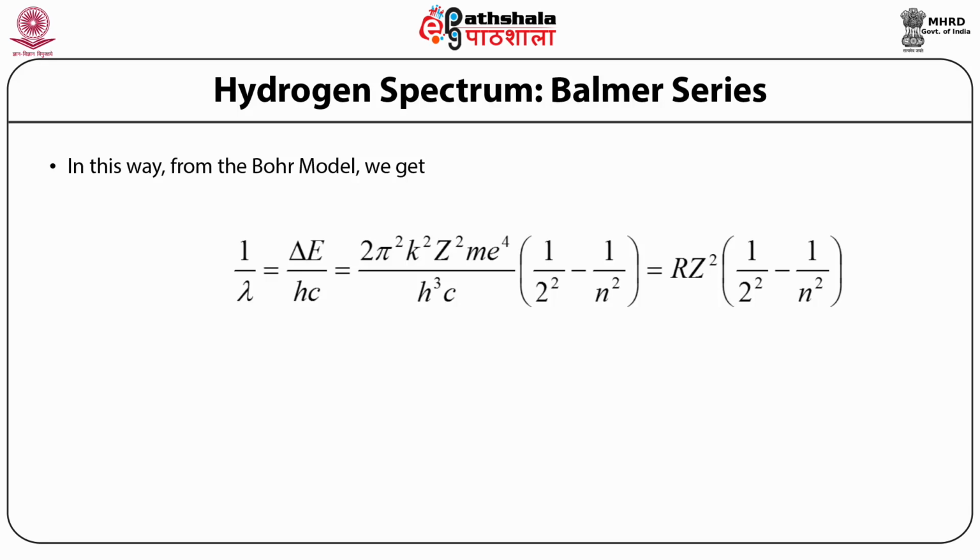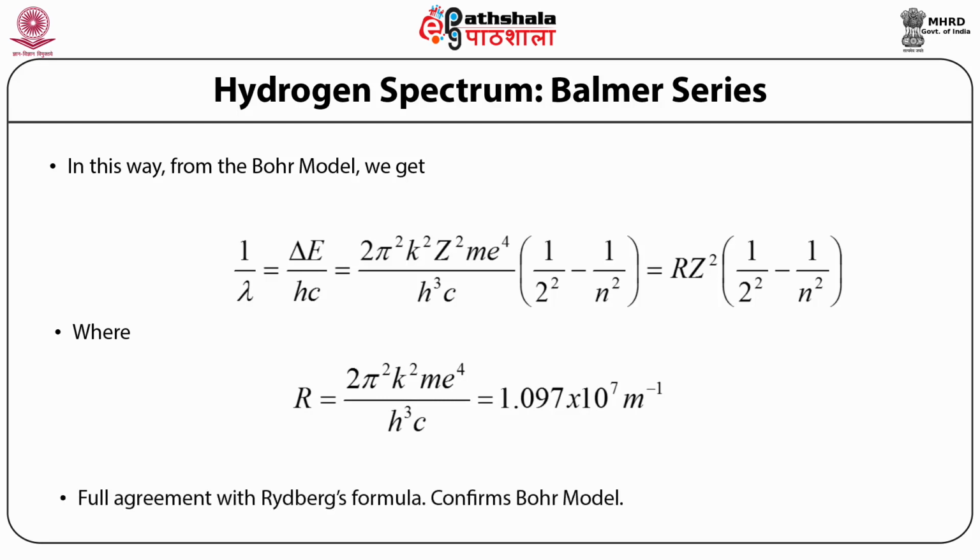So that's the way you can get lambda, or in this formula as it is shown, 1 by lambda, which is equal to R Z square times (1 by 2 square minus 1 by n square). And you straight away get the value of the Rydberg constant in terms of the atomic parameters. And this really is in full agreement with Rydberg's formula, and this also confirms Bohr's model. It says that Bohr's model is correct.